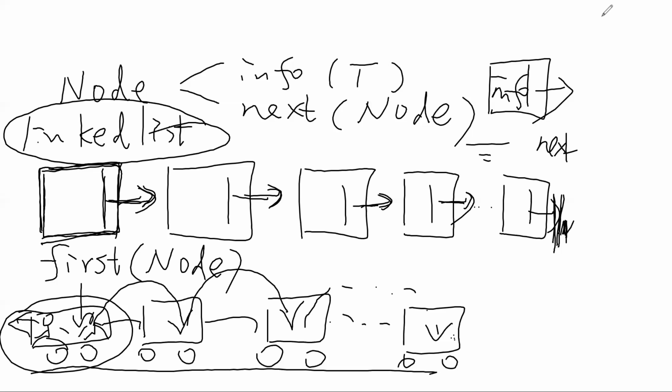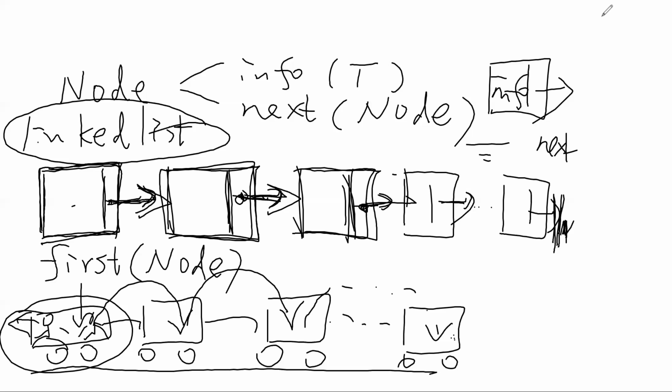Why is that? Because once you know the first, through the first arrow you can get to the second node. And through the second node's next, you can reach the third one. And through the third one's next, you can reach the fourth one, and all the way to the last one.